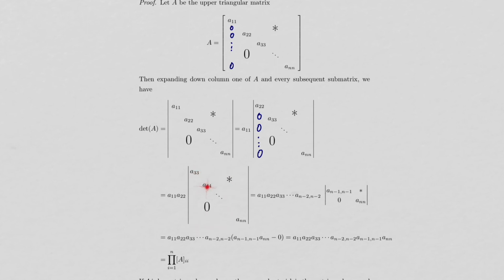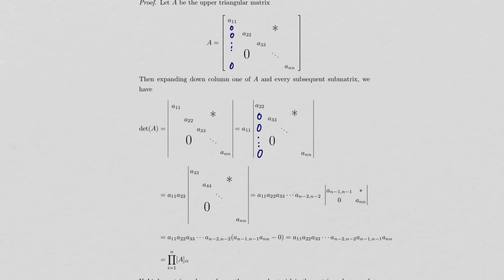So that's going to leave A44 at the top, and then I'll have A44 times another submatrix, etc., until I get down to just a 2 by 2 matrix. And that's going to be a n minus 2, n minus 2 times a n minus 1, n minus 1, and then a n n. This could be anything. It's an asterisk here, but this is a 0.